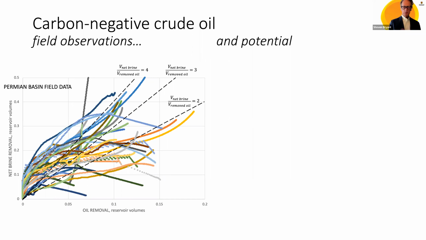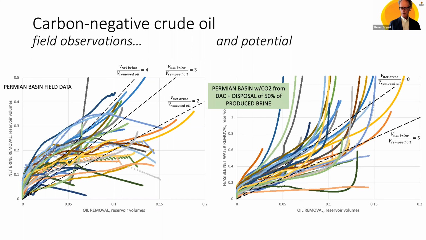If we were to take, say, half of that brine that was produced and put it somewhere else, store it as in that schematic a couple of slides ago, what would these curves have looked like? Well, they'd look like this. So note now that the y-axis scale is twice what it was on the left-hand side.